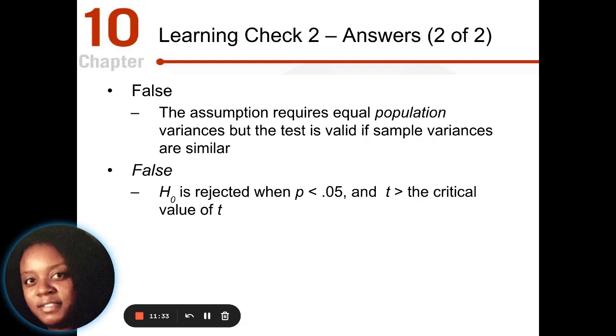And they are false and false. The assumption requires equal population variances, but the test is valid if the sample variances are similar. And we reject the null hypothesis when our p-value is less than 0.05 and t is greater than the critical value of t.